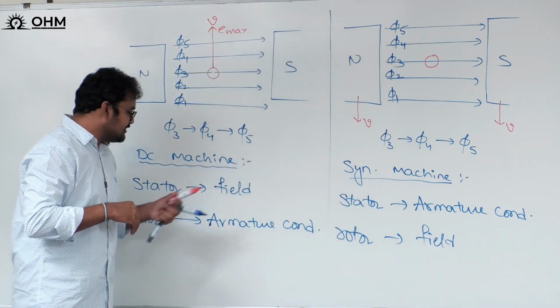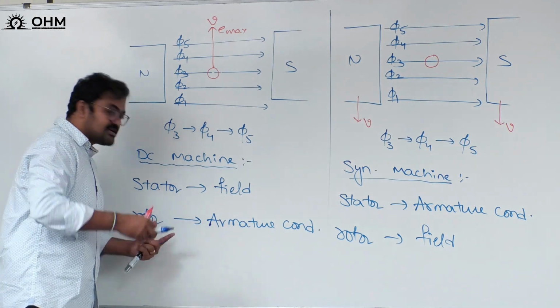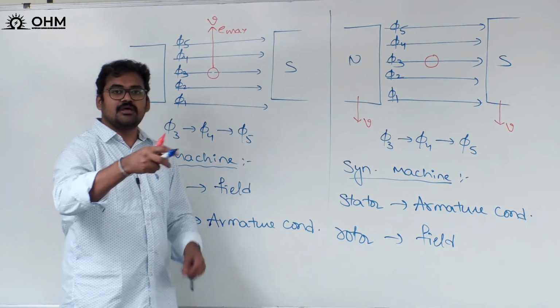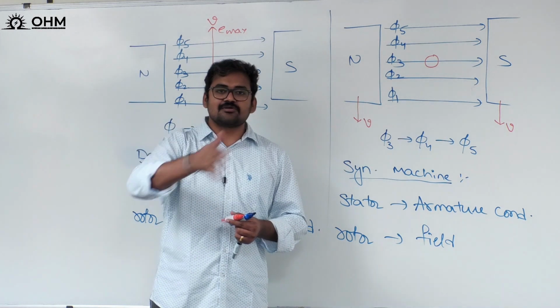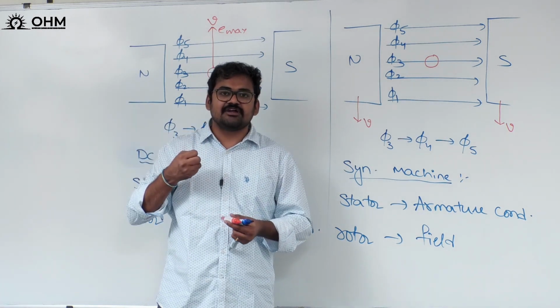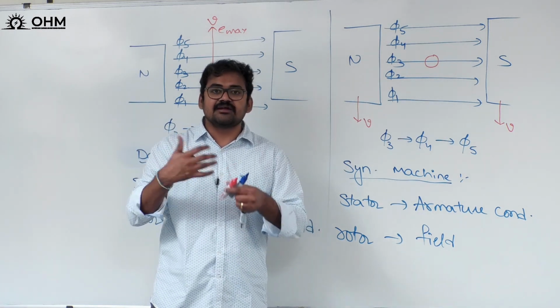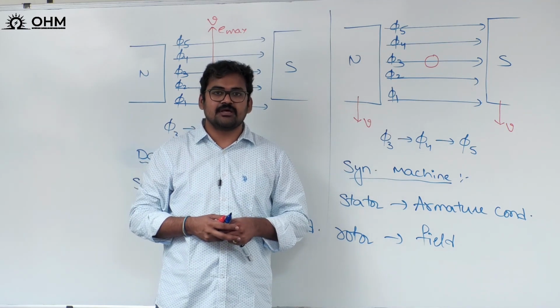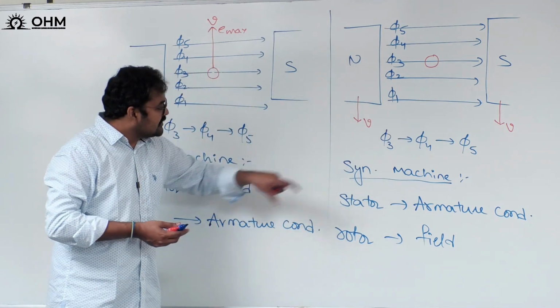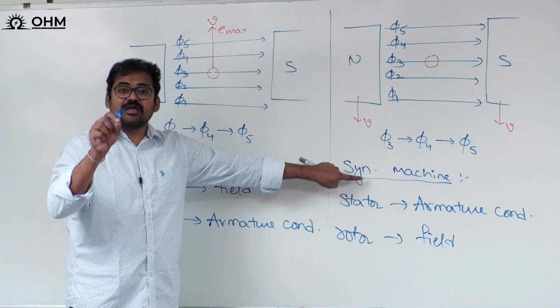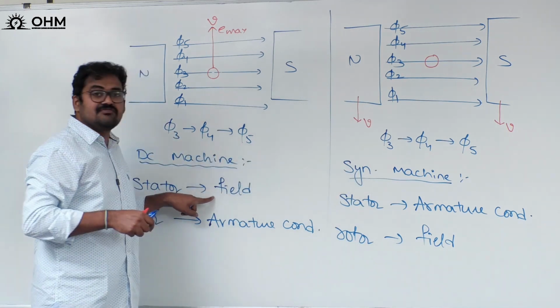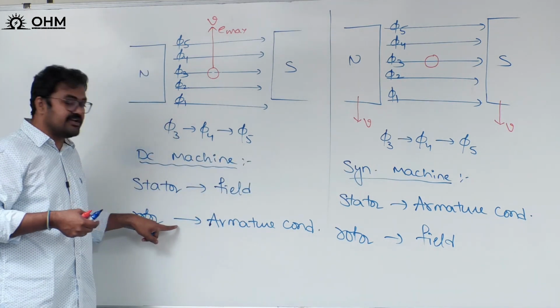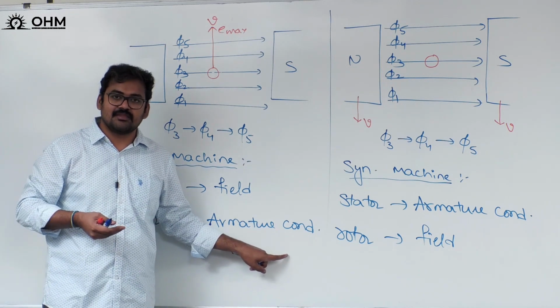Suppose if you consider a DC machine, armature conductors are continuously rotating in nature. When winding is continuously rotating, how to tap the current from that winding? It is very difficult. Arcing and sparking problems will be there. Okay, that's why synchronous machine is going to be an arcless machine. DC machine will have arcing problems because armature winding is rotating in nature.